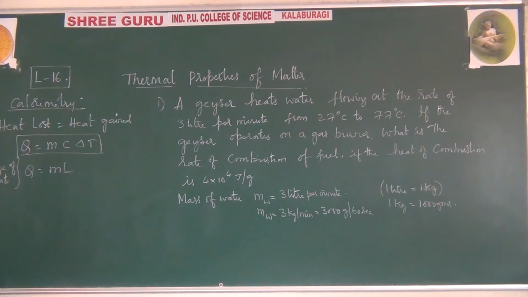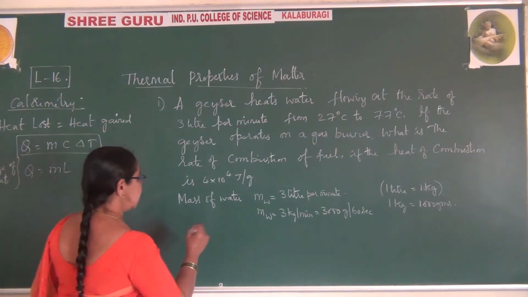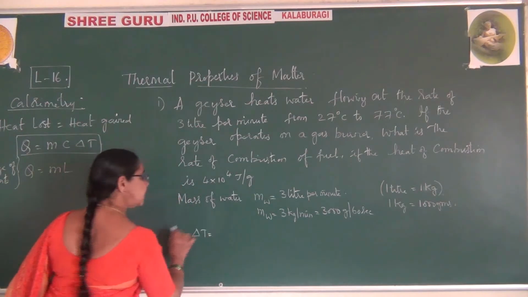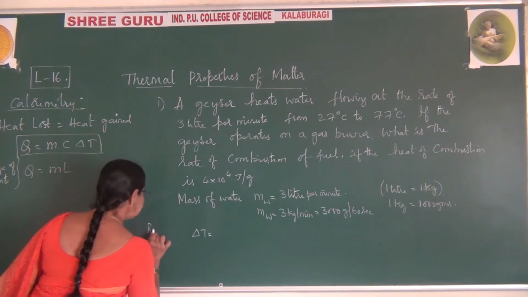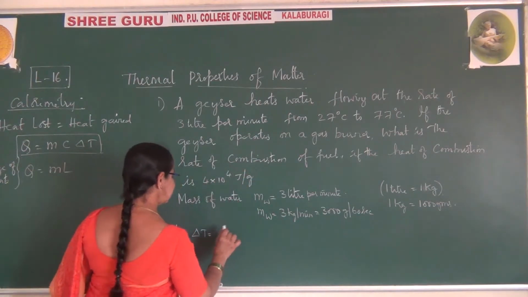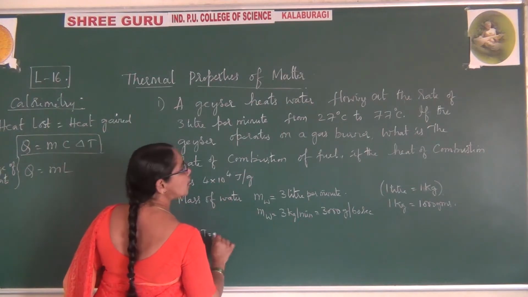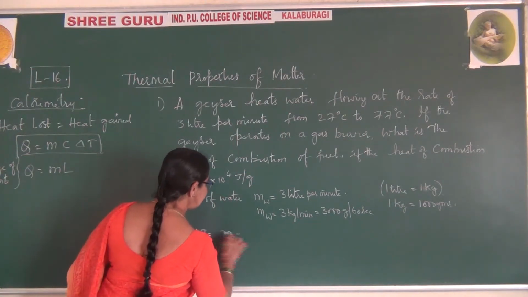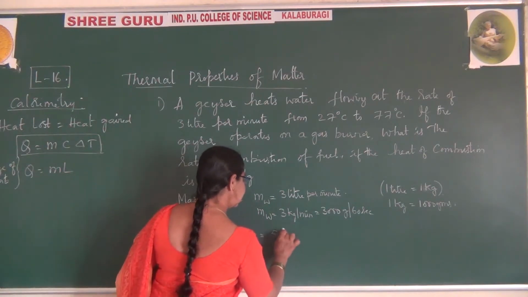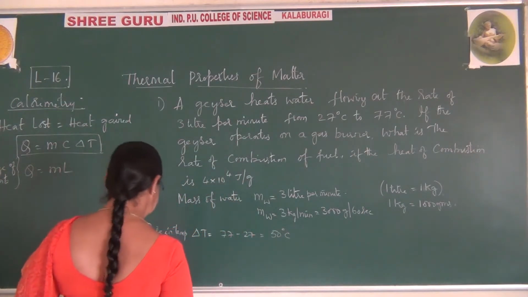Using this, the next concept is rising temperature, delta T. The delta T is equal to how much? Delta T is the temperature difference, which is nothing but the rising temperature. Earlier it was 27, and the second time it was 77. So 77 minus 27 is equal to 50 degrees centigrade.